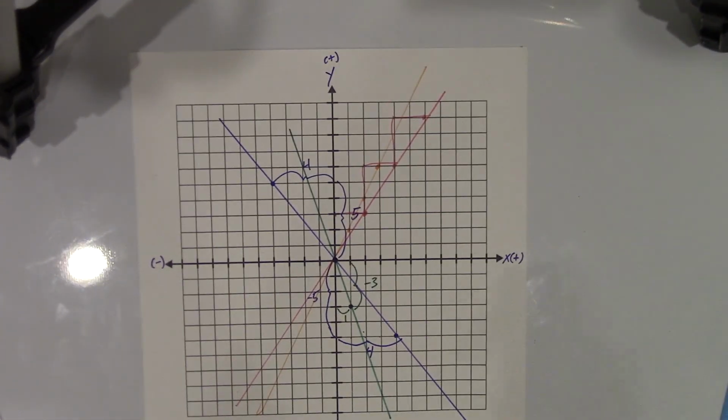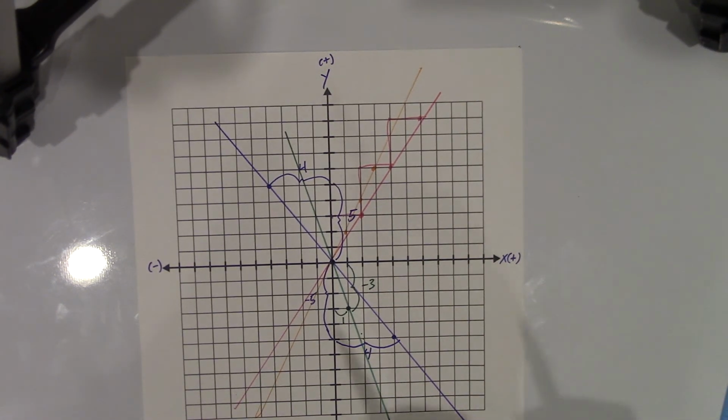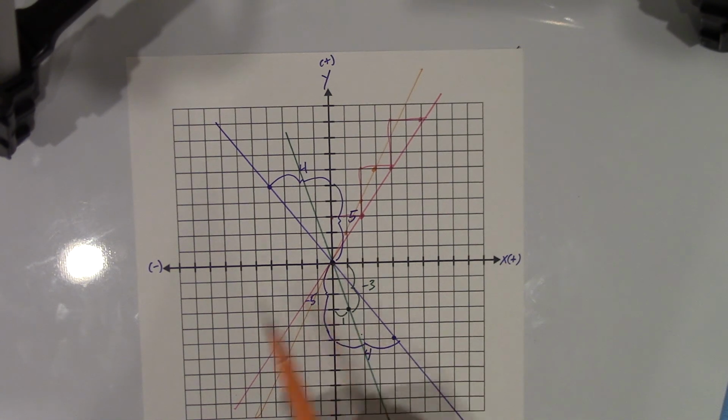Alright, so this is what we're doing for our assignment today. If you have any questions, let me know. I think it'll be pretty straightforward. Just remember today our y-intercept, our b is always going to be 0, so our beginning point is always going to be at the origin. Alright, right in the center.